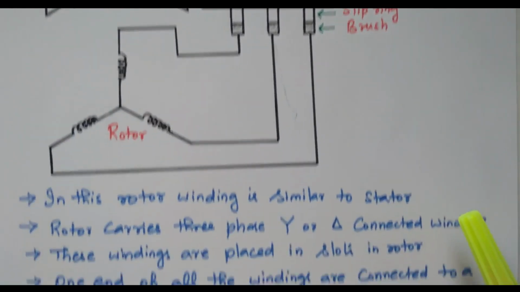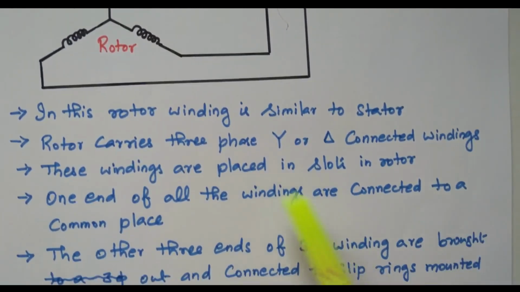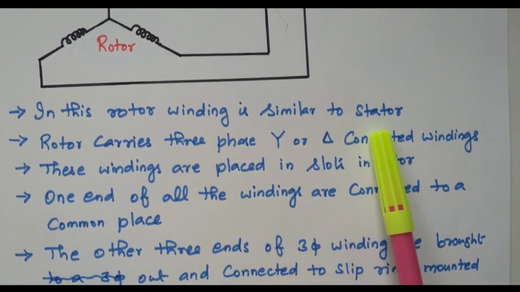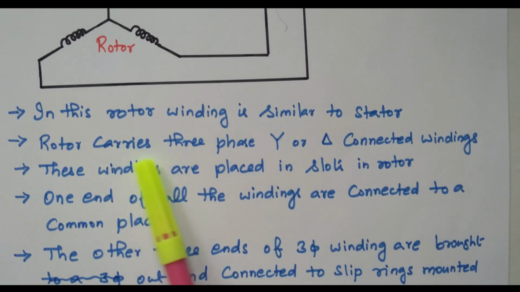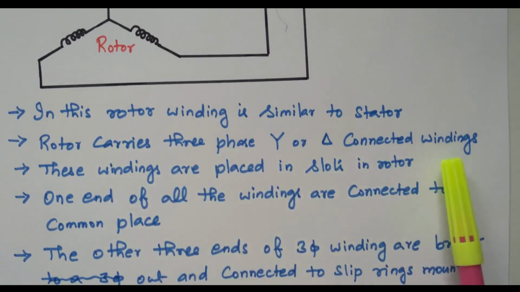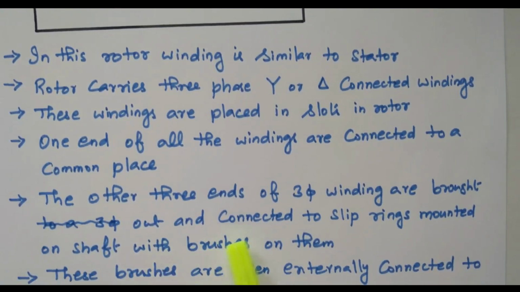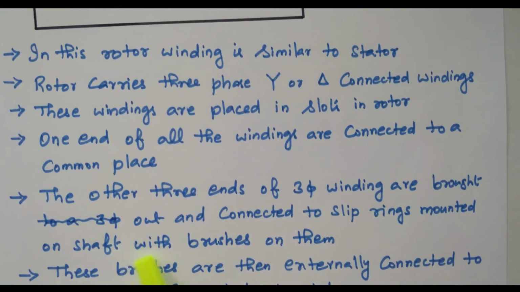Now we'll see the description. The rotor winding is similar to the stator. Stator and rotor windings are similar. The rotor carries a three-phase star or delta connected winding. Either star connected or delta connected windings are available. These windings are placed in slots in the rotor. One end of all the windings is connected to a common point. The other ends of the three-phase windings are brought out and connected to slip rings mounted on the shaft, with the brushes on them. So one end is connected commonly, and the other end is connected through the slip rings and brushes.